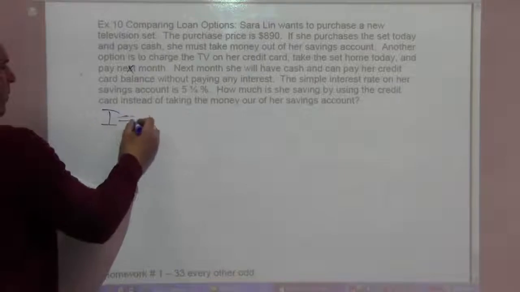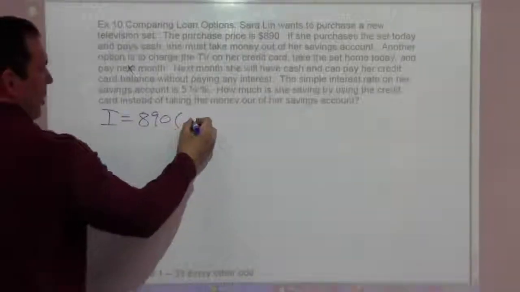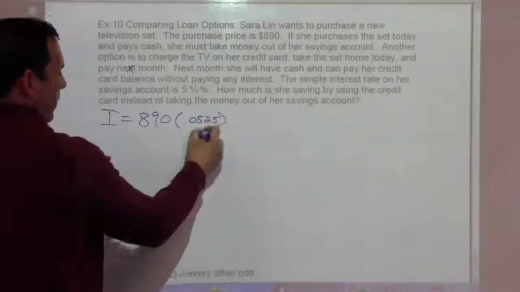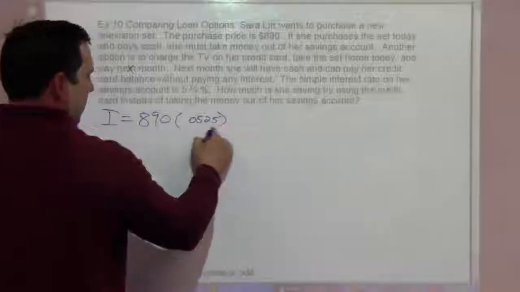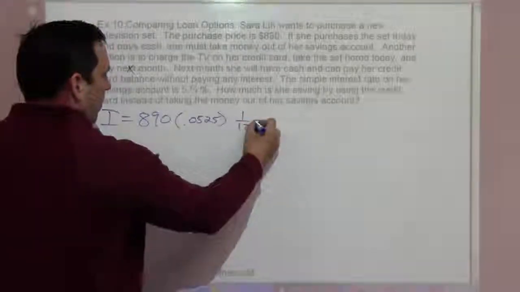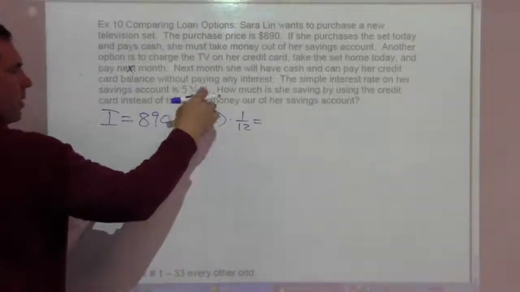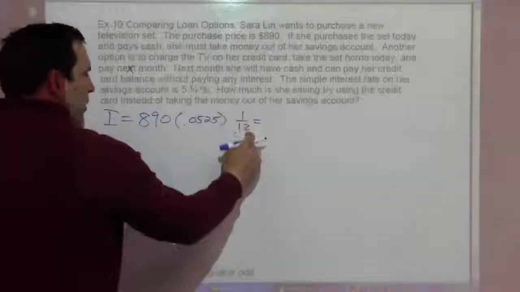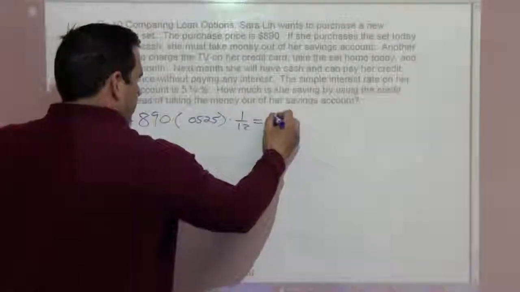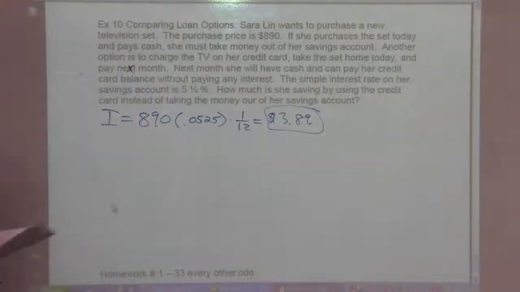Well, the interest she would have lost is $890 for the price of the television times 0.0525, that's the rate in decimal form, times 1/12, because it's 1 out of 12 months. Sorry, this is not monthly. This is the annual rate on her savings account. You're never going to find that rate anytime soon. Times 1/12, and that's going to give you $3.89. So she saved $3.89 by using her credit card, and she probably got the miles for it too.